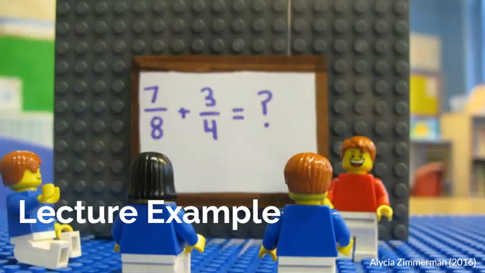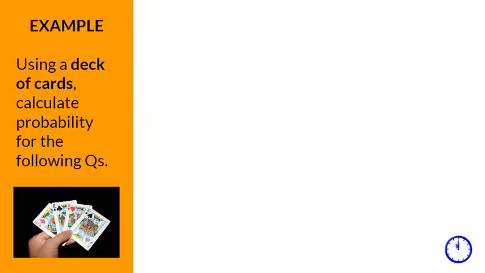Now that we've introduced probability, are you ready to practice your new knowledge? I have 3 examples for you to review. Using a deck of cards, you will calculate probability for the following questions. Before we begin, let's review what we know about a deck of cards. First, there are 4 suits: diamonds, clubs, hearts, and spades. Second, each suit consists of 13 cards. And finally, a deck of cards consists of 52 total cards.